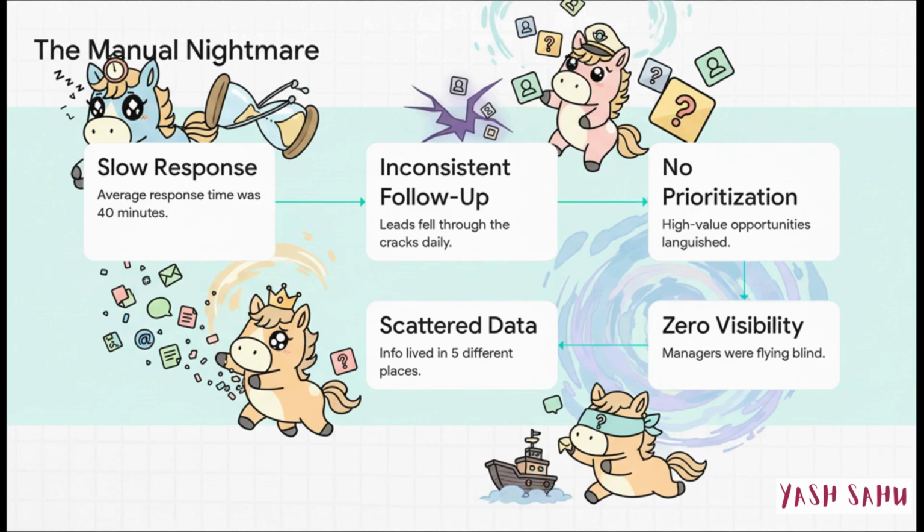You've got slow responses, leads falling through the cracks, treating a hot lead the same as a cold one, managers who are basically flying blind, and of course, critical data scattered across a dozen emails and sticky notes. Now, each one of these is bad on its own, but that first one, that's the real killer.